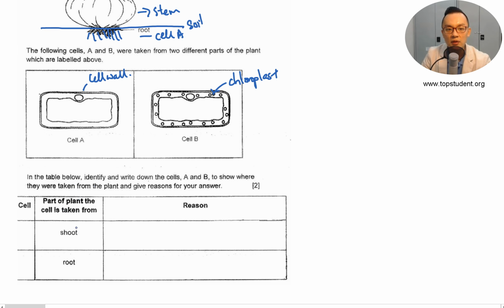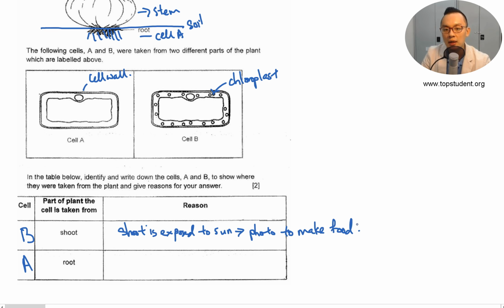So in the table below, which part of the plant? So cell B is from the shoot and cell A is from the root. Because the shoot is exposed to sun, and it needs to photosynthesize to make food. That is how you answer this question, because it's exposed to the sun. It needs the chloroplast. Oh wait, I forgot to write that. It has chloroplast, which allows it to photosynthesize to make food.